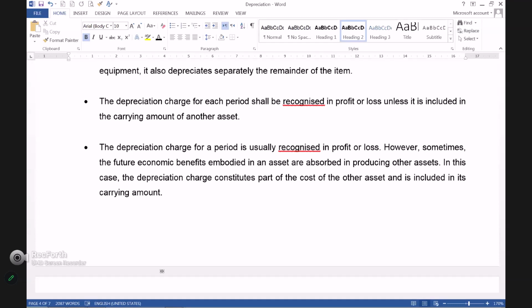So the depreciation charge for each item is recognized in profit or loss. You have to calculate the depreciation according to the accounting standard, and it should be transferred to the income statement as depreciation against the profit. The depreciation charge for a period is usually recognized as profit or loss. However, sometimes the future economic benefit embodied in an asset is absorbed in producing other assets. In this case, the depreciation charge constitutes part of the cost of the other asset and is included in its carrying amount.